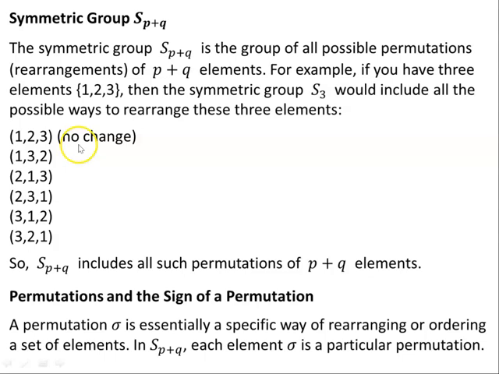So 1, 2, 3, no change. And then swapping 2 and 3, we have 1, 3, 2, and so on like that. Notice there's 6 of them here. So S subscript P plus Q includes all such permutations of P plus Q elements. Now, permutations and the sign of a permutation, because remember, reversing orders changes the sign. A permutation sigma is essentially a specific way of rearranging or ordering a set of elements. So in S subscript P plus Q, each element sigma is a particular permutation.